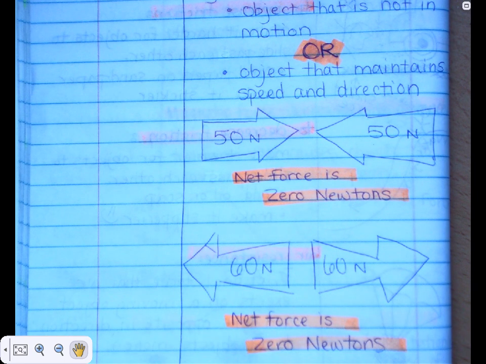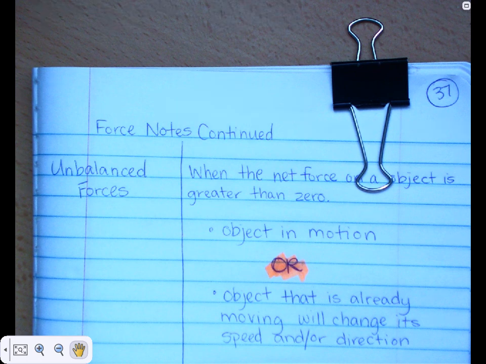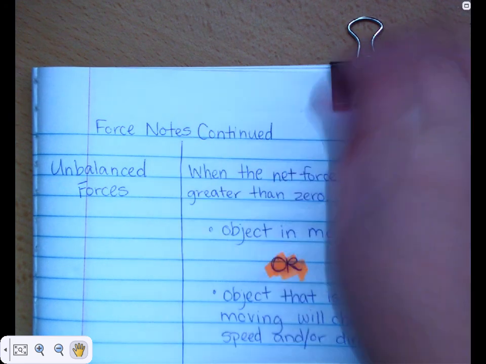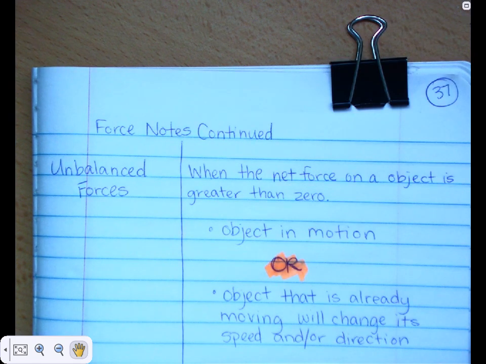Okay, next up we have an unbalanced force. This is when the net force on an object is greater than zero. Is it possible to have negative force? No, because force indicates motion or not motion. You can't have negative motion, okay? When net force on an object is greater than zero, you have two possibilities of an unbalanced force.